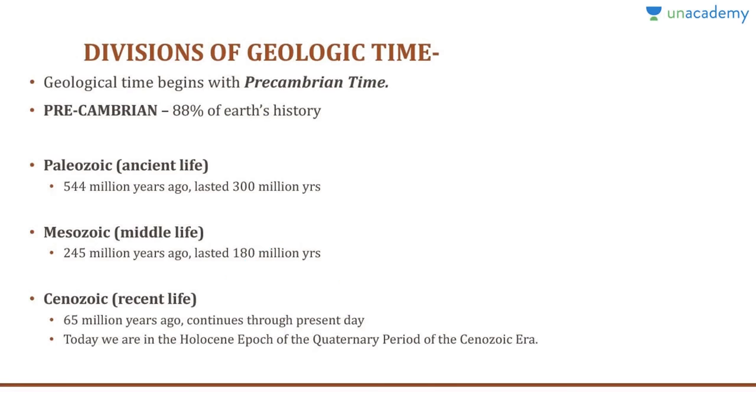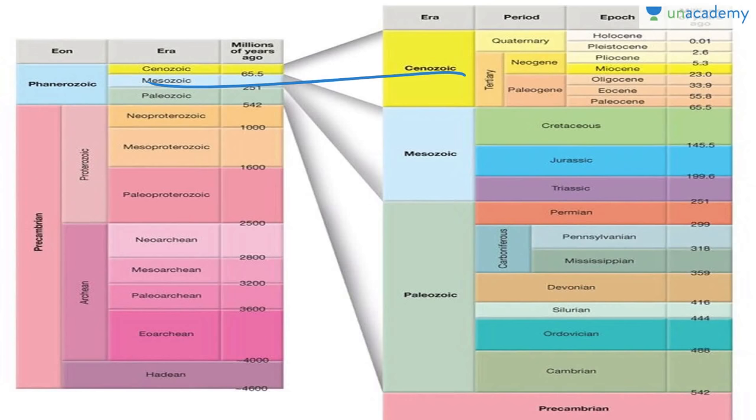Now, the divisions of the geological timescale. As I've told you, the largest one is the eon and the smallest one is the epoch. So you can see it here. There are two main eons. One is the Precambrian eon and the second one is the Phanerozoic eon. 88% of Earth's history is in the Precambrian eon, and the remaining we study in the Phanerozoic eon. And this Phanerozoic eon is further divided into three eras, that is Cenozoic, Mesozoic and Palaeozoic. These three we'll be studying in detail.